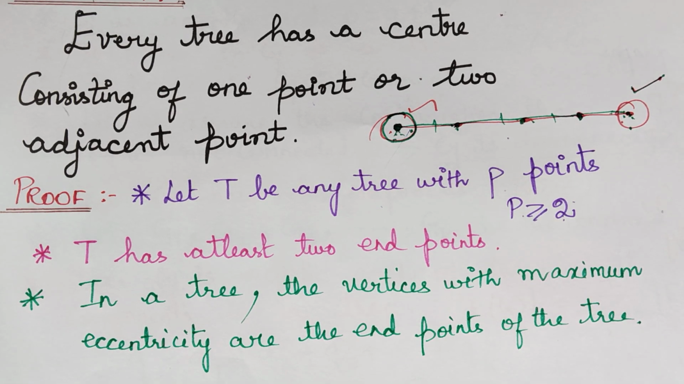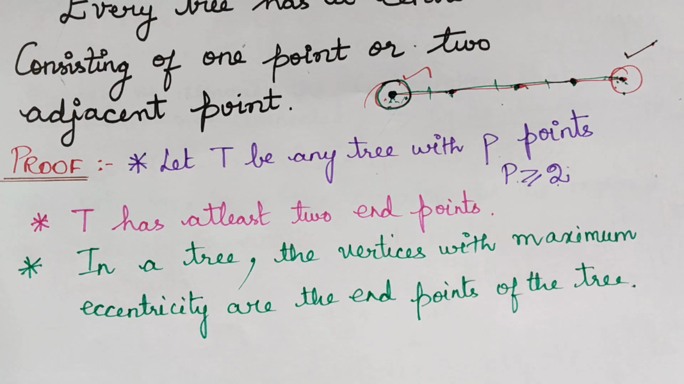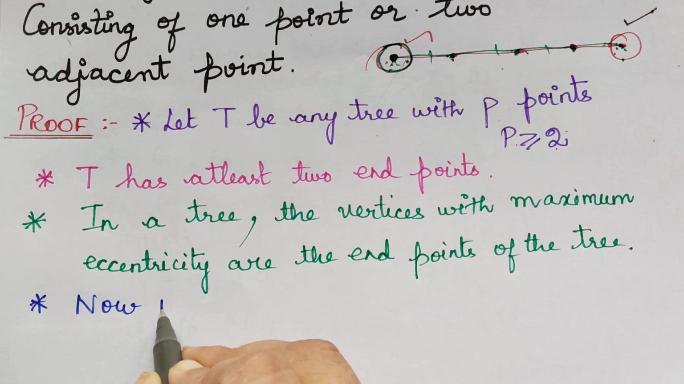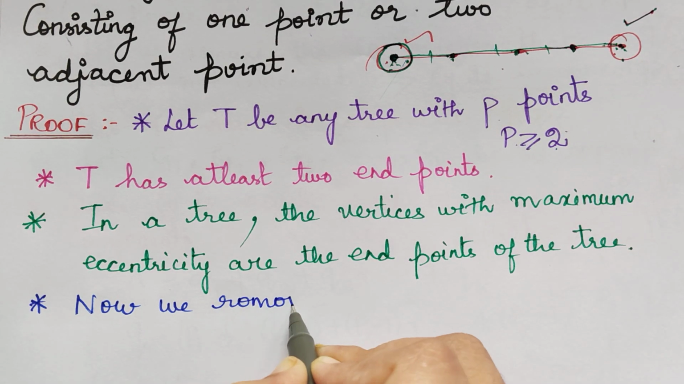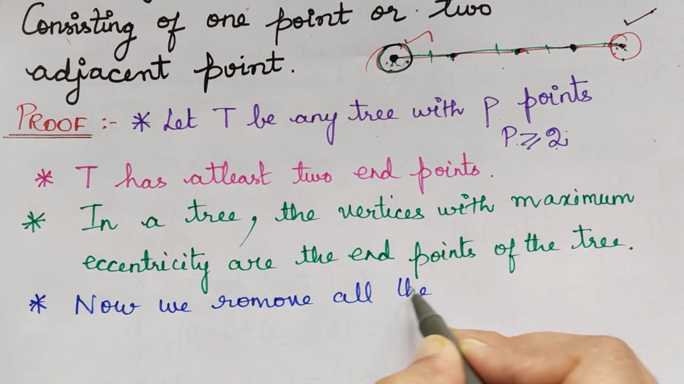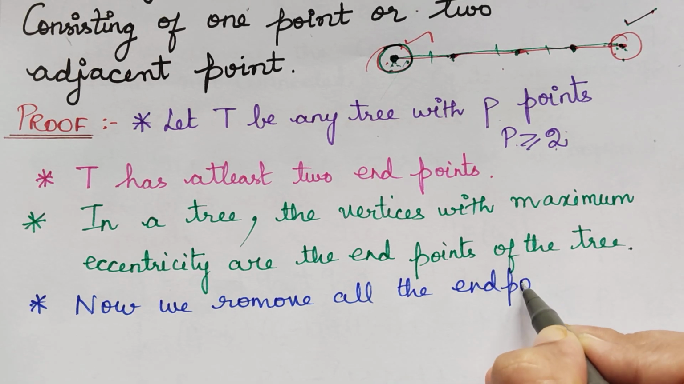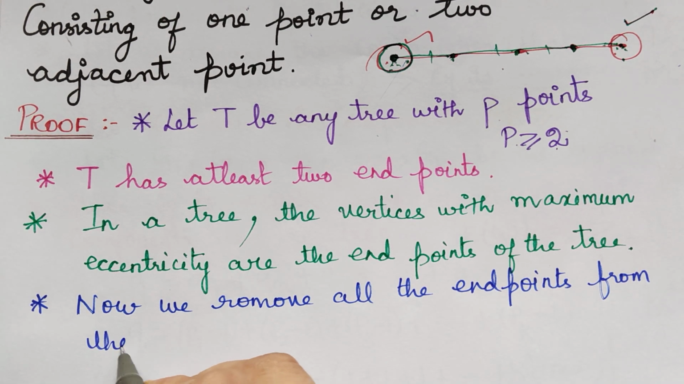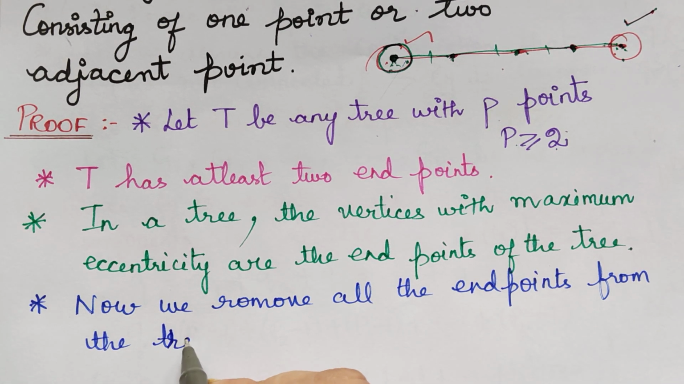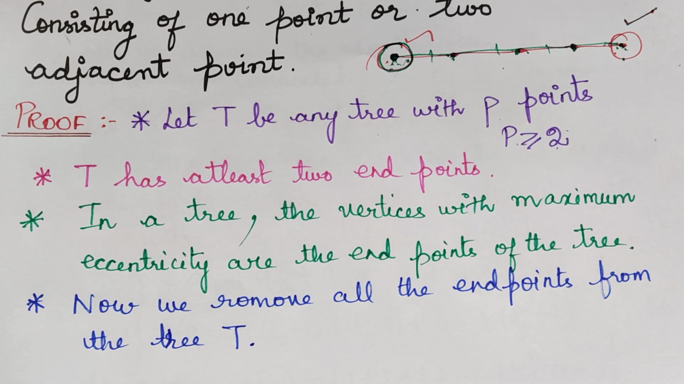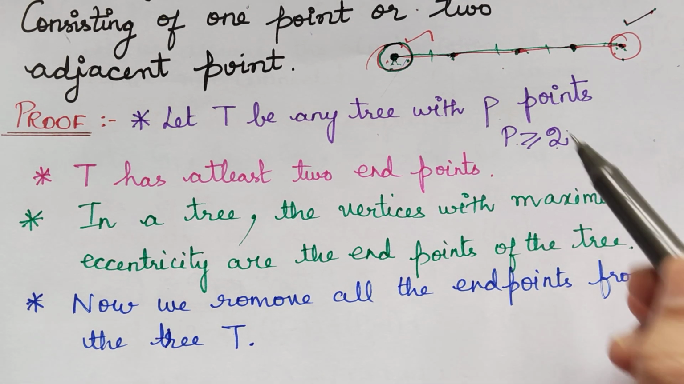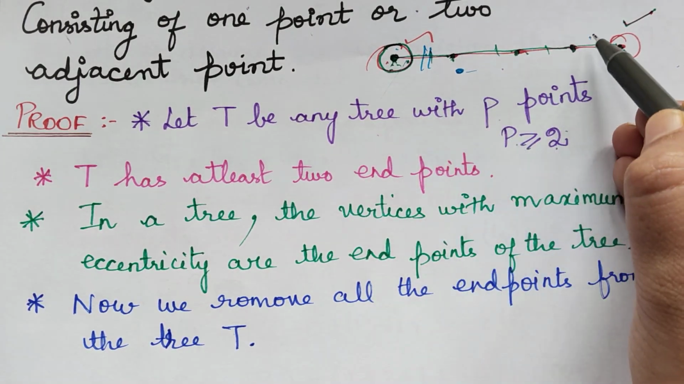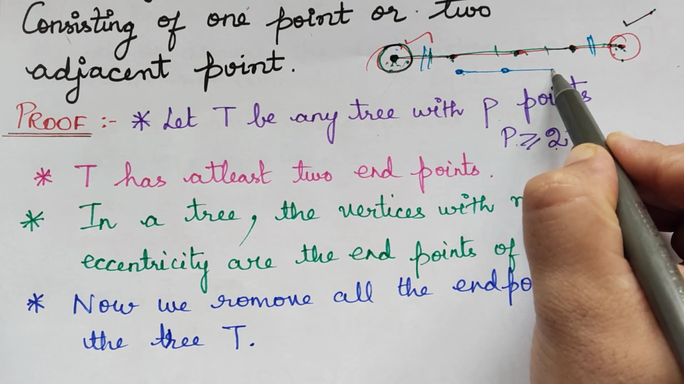Now, first we will remove all the endpoints from the tree. So, from the tree, we are removing all the endpoints. What will happen? For example, in this graph, these two are the endpoints. So, remove them. These two edges also will go away. So, we will be having the resulting graph as this.